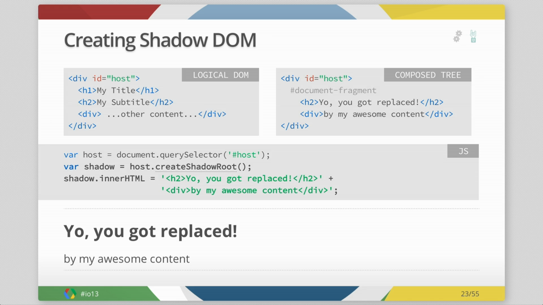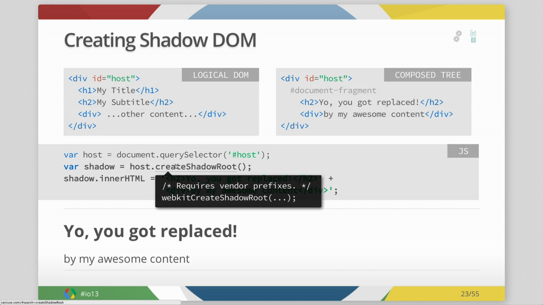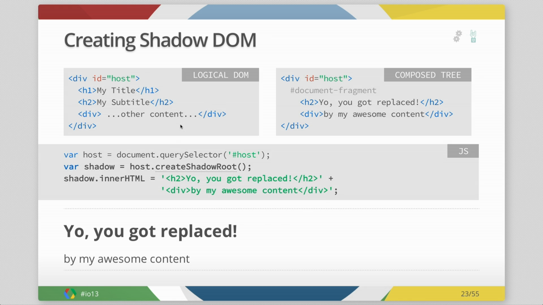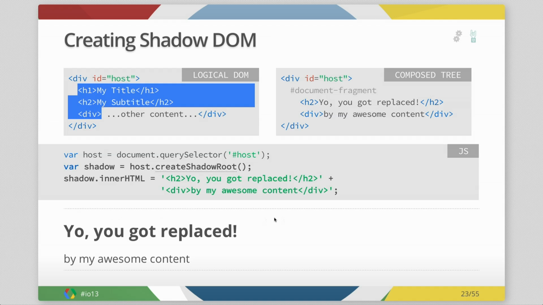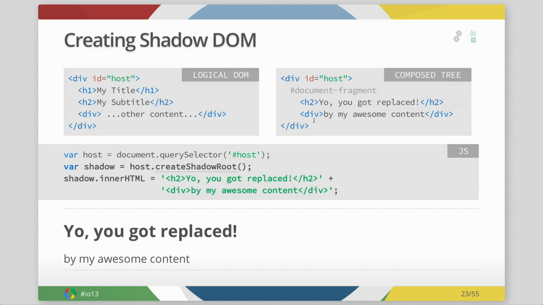And so here's a quick example of how to actually create this shadow DOM. I have my markup on the left here, my host element that I'm attaching this hidden markup to. And what I do is I just call a query selector for that element, and I call create shadow root. So this is vendor prefixed, FYI. So create shadow root, and in that shadow root's inner HTML, I'm just going to fill in some markup. I'm going to put in an H2 that says, yo, you got replaced, and I'm going to put in by my awesome content, just a div. And you can see what actually renders, once I've attached that shadow DOM, is the shadow DOM content. It's not this stuff up here, and we'll talk about that in a bit. It's the shadow DOM. The shadow DOM rules all. And here's an alternative view. This is what you would see in the DevTools, for instance. So you see that hidden document fragment representing the shadow DOM.